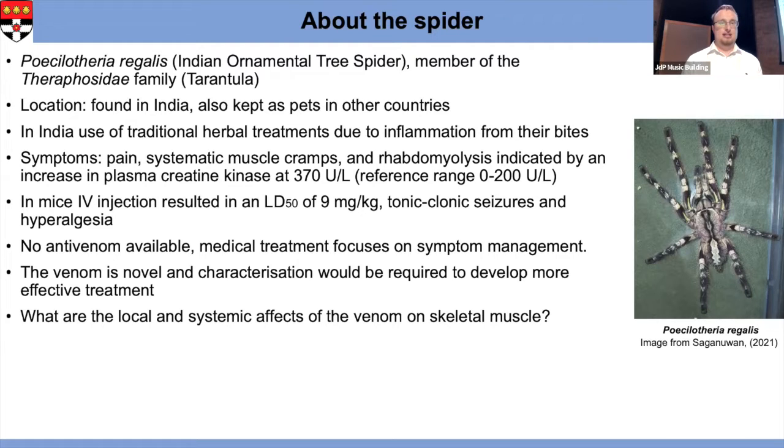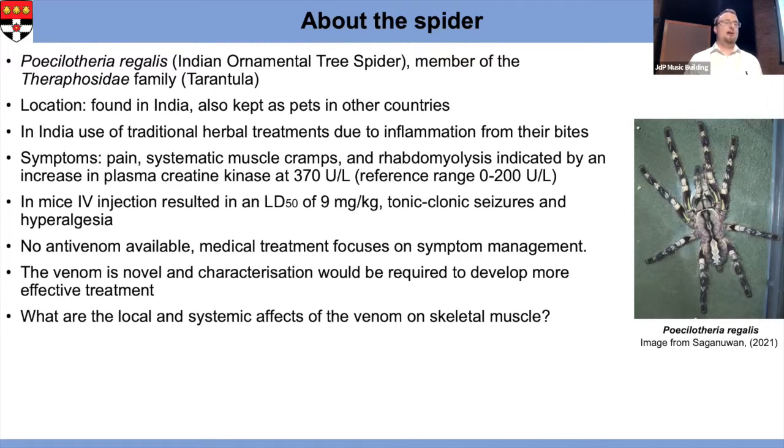So in India, it's reported that herbal treatments are used in the case of its bites due to the inflammation they cause. Symptoms include pain, symptomatic muscle cramps, and rhabdomyolysis, as indicated by plasma creatine kinase at 370 units per litre, which is increased from a reference range of 0 to 200 units per litre.